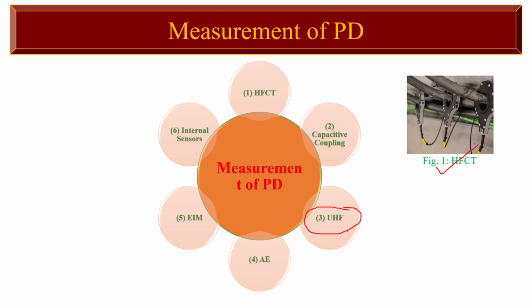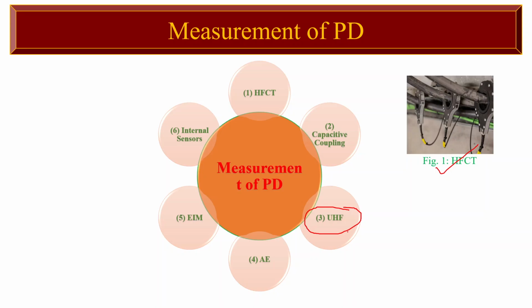Next one, the AE, that is called acoustic emission detection. This type of detection uses the acoustic signals generated by partial discharge events. Specialized sensors or microphones are used to pick up those signals, and their characteristics, such as amplitude and frequency, are analyzed to identify and measure the partial discharge.